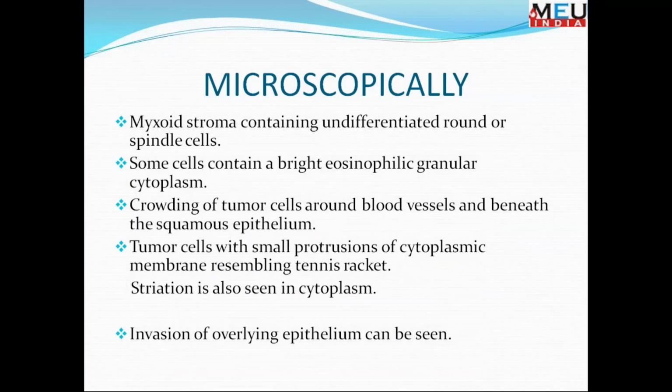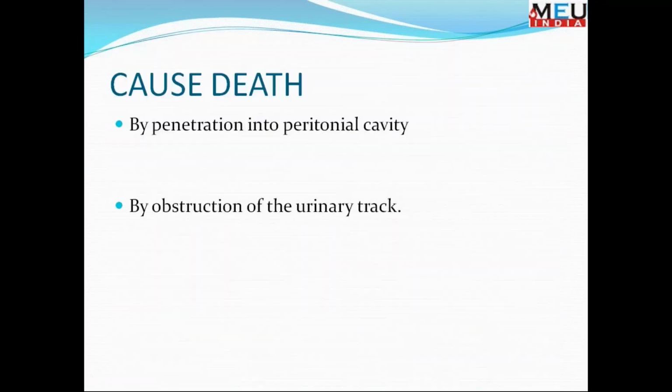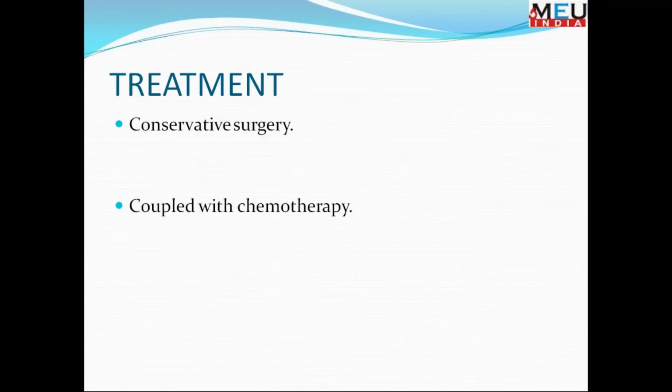contains undifferentiated round or spindle-shaped cells with bright eosinophilic granular cytoplasm, and there is crowding of tumor cells around the blood vessels, and we can see the cytoplasmic protrusions resembling a tennis racket, as I said, with striations, and there is invasion of the overlying epithelium. These are the tennis racket shaped cells. They cause death by penetration into the peritoneal cavity or obstruction of the urinary tract. Usually the treatment is conservative surgery with chemotherapy.